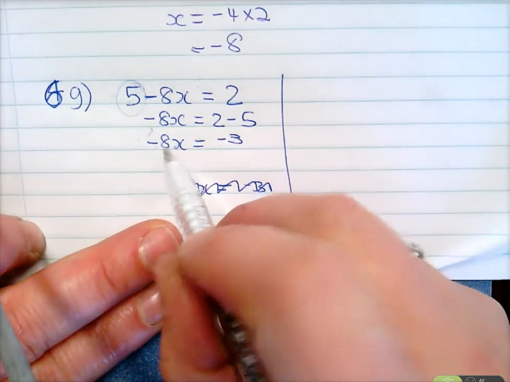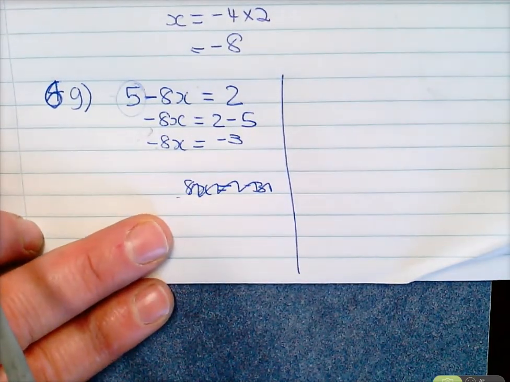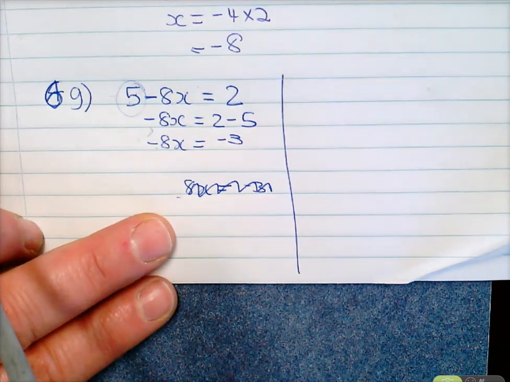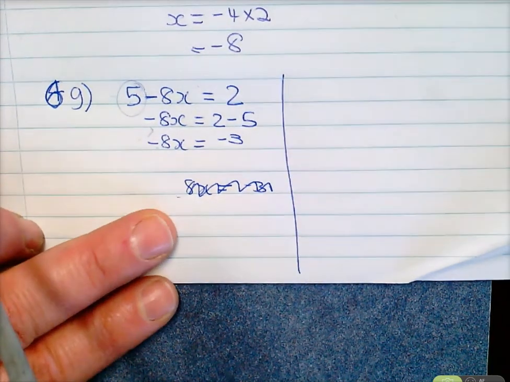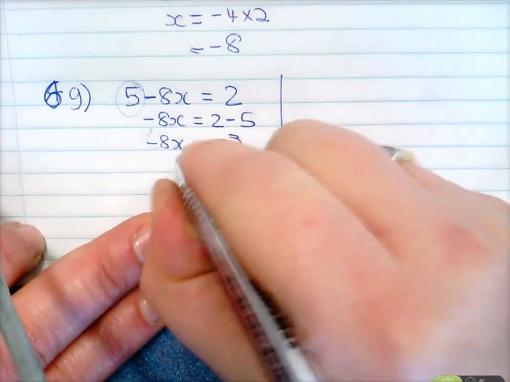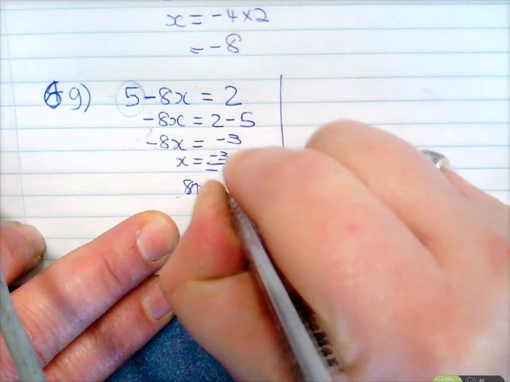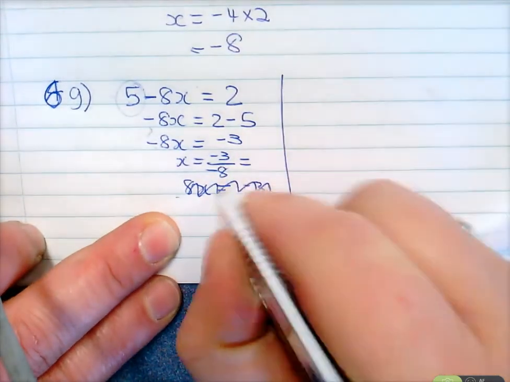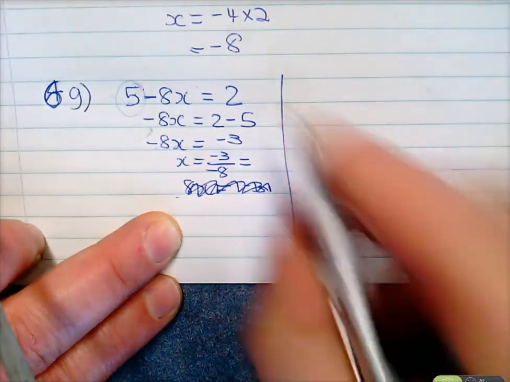It's x times negative 8. The opposite of multiplying is dividing. Not dividing by some other number, dividing by what you've got, which is negative 8. So x is negative 3 divided by negative 8, which is, girls, a negative 3/8.